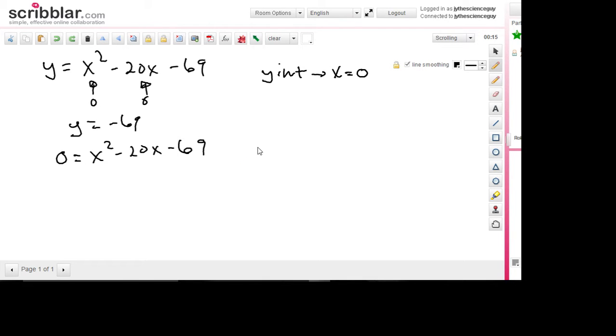Okay, I'm going to make it easier for you. The first thing that I'm going to do is I'm going to see if I can factor it instead of using the quadratic equation. So this is how you factor. You take this number, which is the last number, and you say, what two numbers multiplied together give you negative 69, and then add together to give you negative 20?